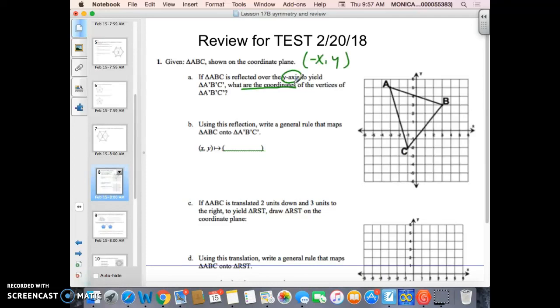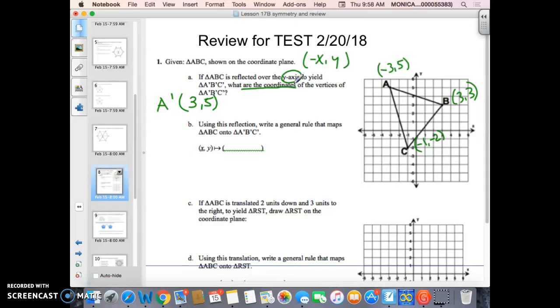So the first thing I've got to do is figure out what my coordinates are. A is here at -3, 5. B is over here at 3, 3. And C is over here at -1, -2. All right, so the x's are going to change and the y's are going to stay the same. So A prime is now at 3, 5.